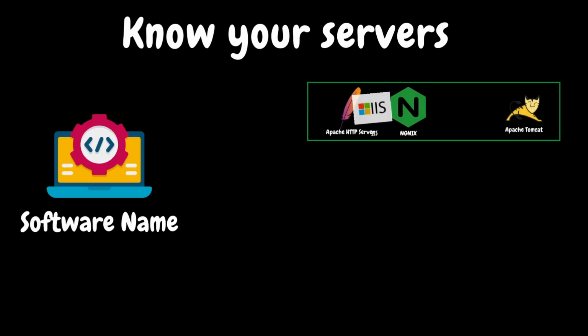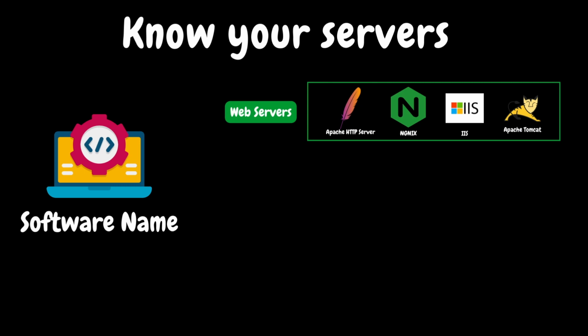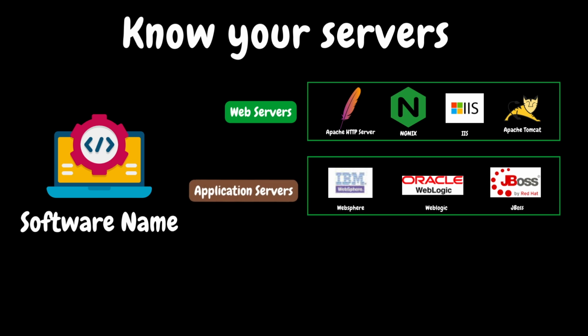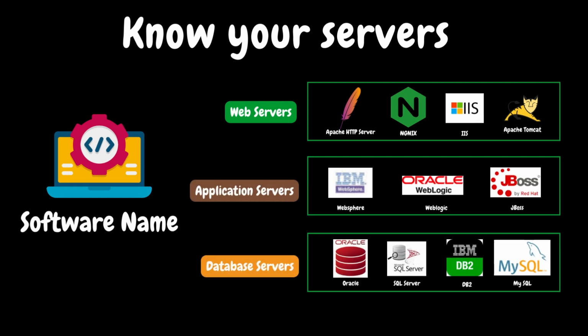Some of the examples of web servers are Apache HTTP Server, Nginx, Microsoft IIS, Apache Tomcat. Similarly, examples of application server software are IBM WebSphere, Oracle WebLogic, JBoss. Database server examples are Oracle, SQL Server, IBM DB2, MySQL, and many more. These are some of the examples of different software, and there are many more.